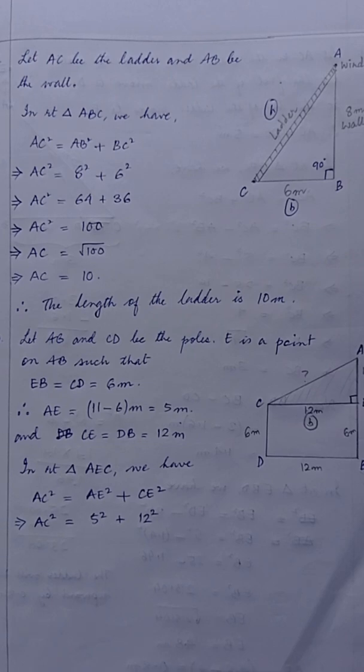Here the question says a ladder is placed against a wall such that its foot is at a length of 6 meters from the wall and its top reaches the window 8 meters above the ground.